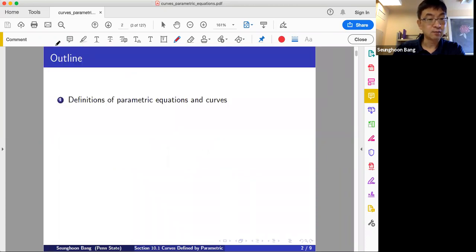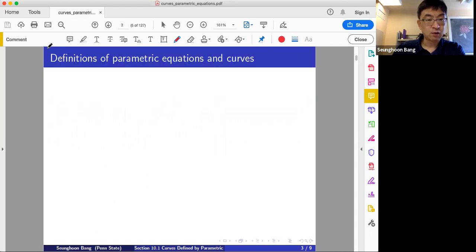This is the outline. Definitions of parametric equations and curves. How to sketch parametric curves. How to find parametric equations. The first one, the definition of parametric equations and curves.